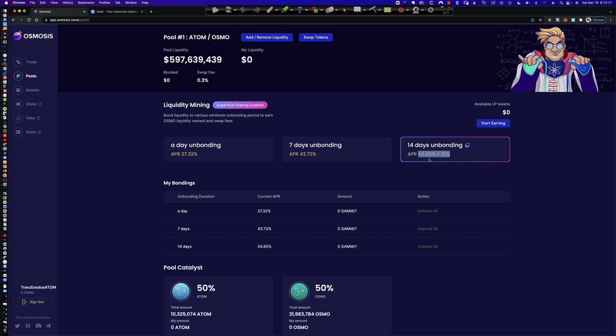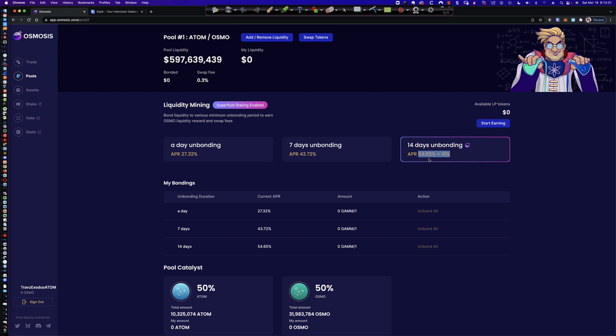Again, the major difference here really isn't the APR. The major difference is that I can't just throw Atom in here. I have to match it with an equivalent amount. I can't just throw Osmo in here. I have to match it with an equivalent amount of Atom, and then I can get that rate.